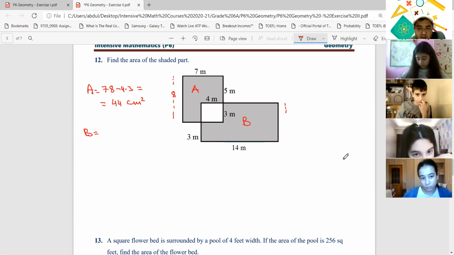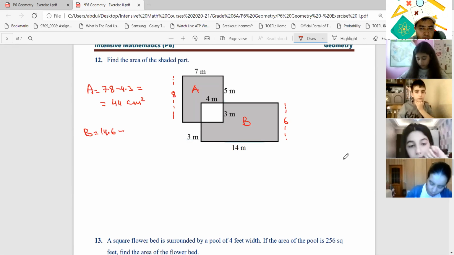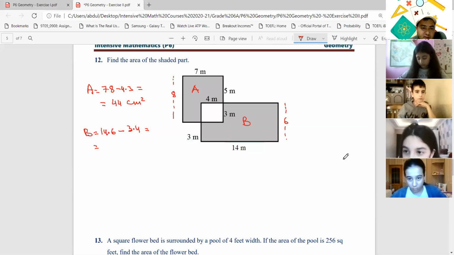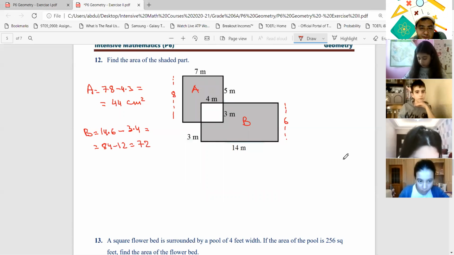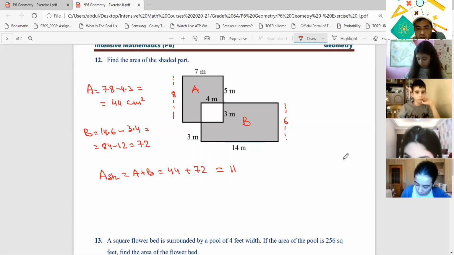So the width of this rectangle is 6. So here we have 14 times 6 minus this unshaded region is removed. So that is 3 times 4. We are just cutting off this unshaded region. That's equal to 6 times 14 is 84 minus 12. That's equal to 72. So the shaded region equals A plus B, A equals 44, B equals 72, which is equal to 116 cm squared.